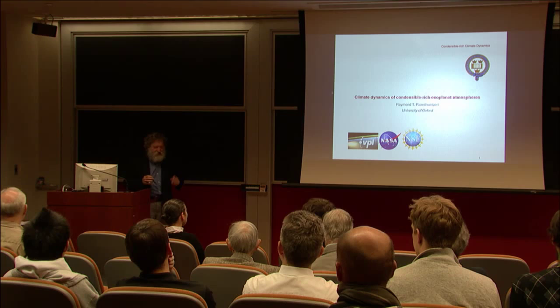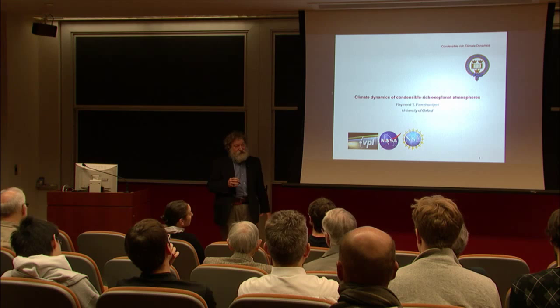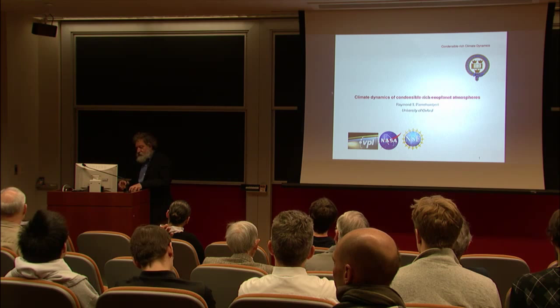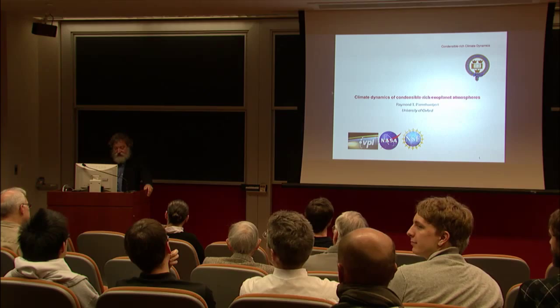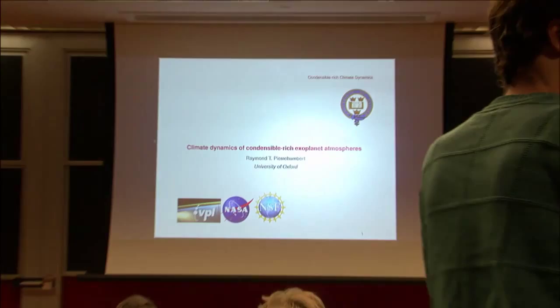Today I'm going to play it safe. I'm not going to talk in detail about any actual planets, but about a class of atmospheric behaviors that is almost certainly pretty common out there in the universe: planets with what I call condensable-rich atmospheres. Most of the interest here is in exoplanets, but there's some relevance for solar system planet history as well.